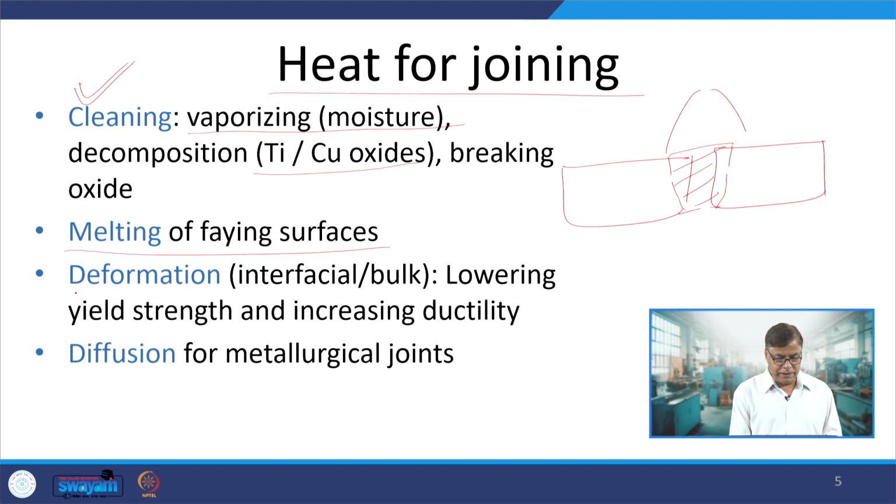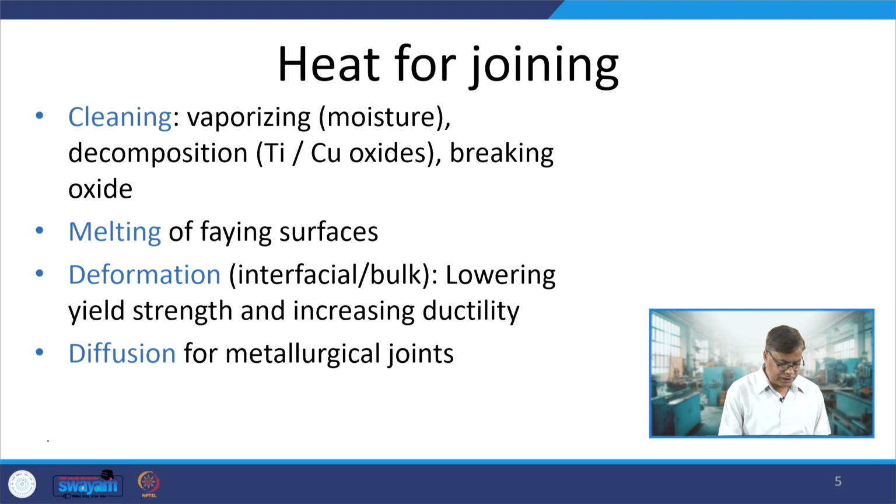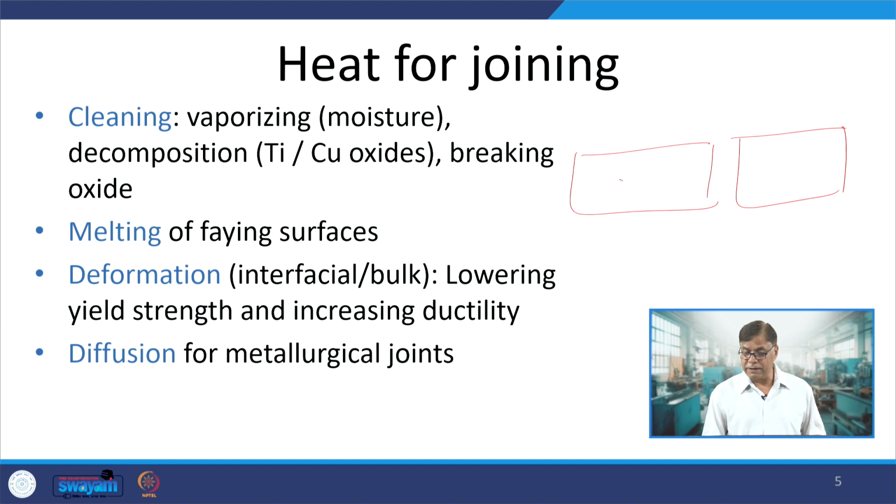Then deformation, like if the solid state joining process is being used, and we know that if the metals A and B to be joined are of high yield strength and low ductility.